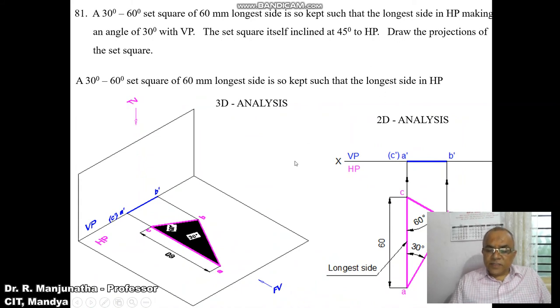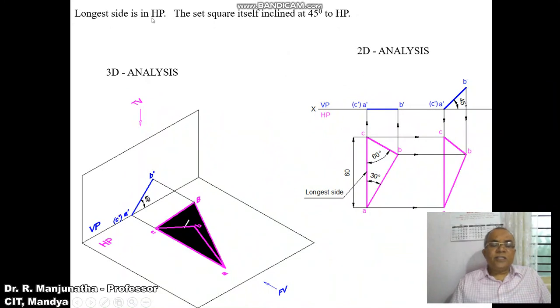So the longest side is in HP. Since the longest side is in HP, we can see here the longest side AC is in HP and the set square itself is inclined at 45 degrees to HP. When you look from the front view, we can see the surface inclination of 45 degrees to HP. When you look from the top view, the projected point which is small b will give small a to b, b to c and c to a. So this will be the top view when the surface is inclined at an angle of 45 degrees. That is what we have shown here.